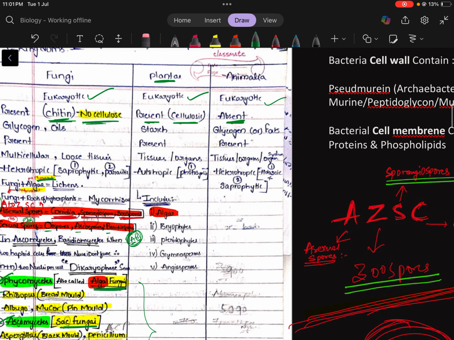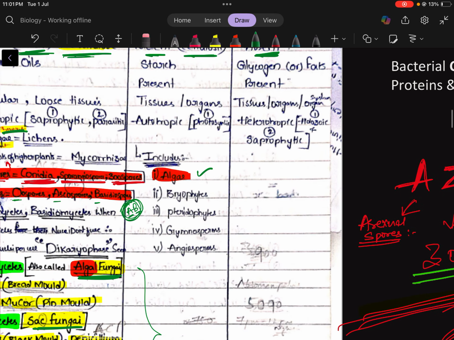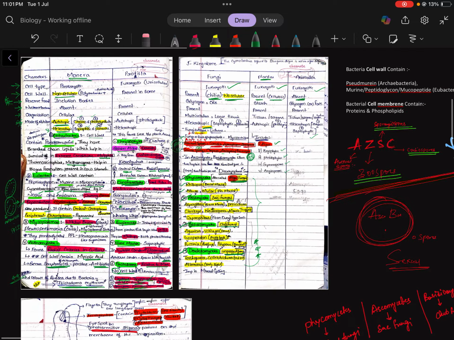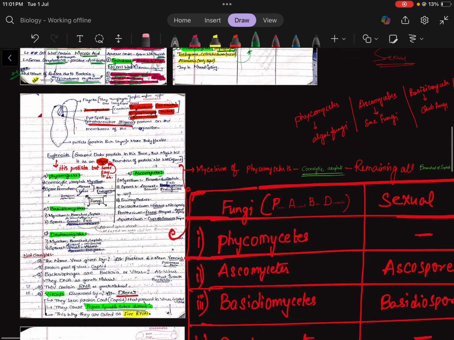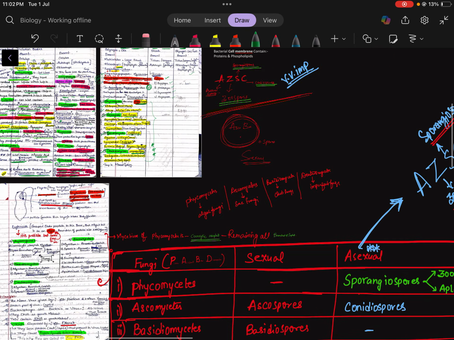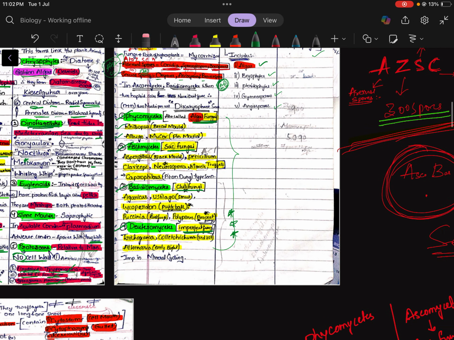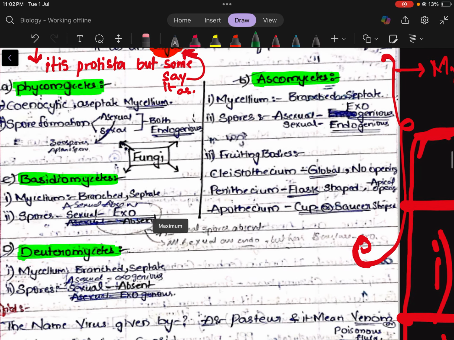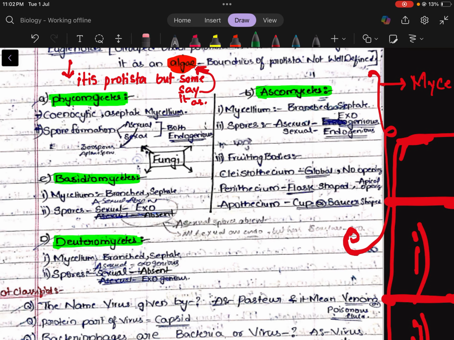So Plantae includes algae, bryophytes, pteridophytes, gymnosperms and angiosperms. And Animalia is the more advanced group. Here, Phycomycetes, Ascomycetes and Basidiomycetes have some additional information, so I wrote that here.